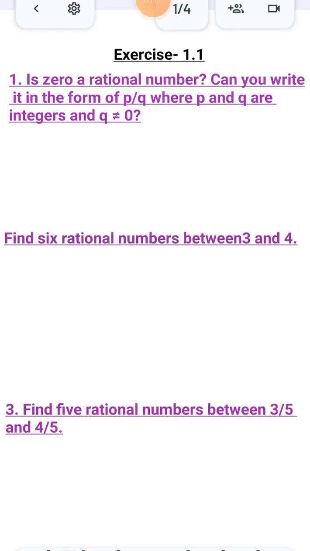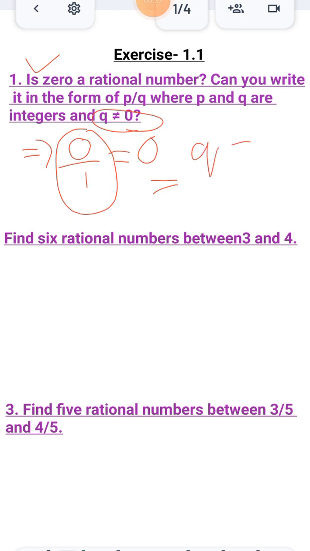So now we will start to do exercise 1.1. The first question is: is 0 a rational number? Can you write it in the form of p upon q, where p and q are integers and q is not equal to 0? We can write 0 as 0 by 1, because 0 by 1 is also equal to 0. So yes, 0 is a rational number. Why? Because we can write 0 as 0 by 1 where q is not equal to 0, and this is a form of p by q. So definitely we can write it in the form of p by q.